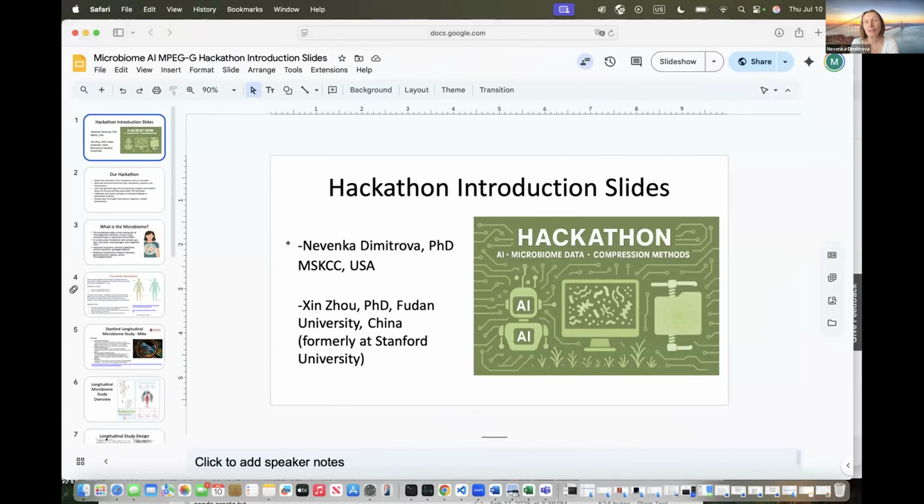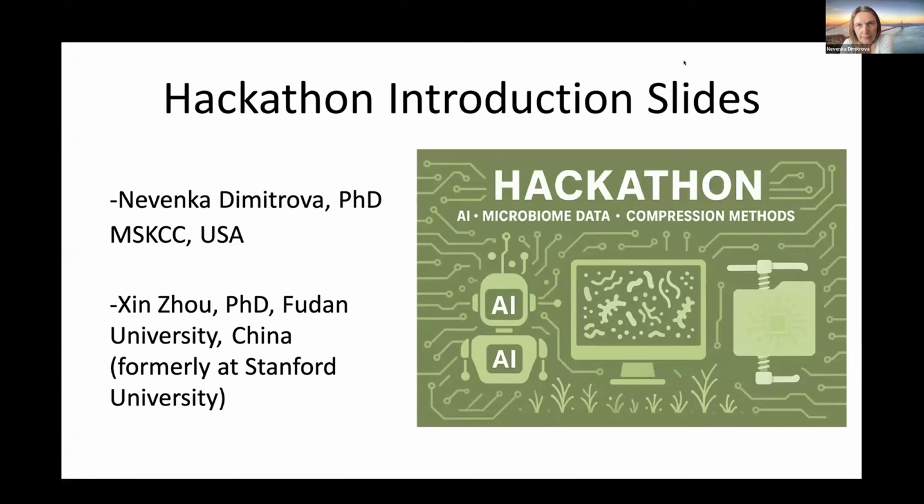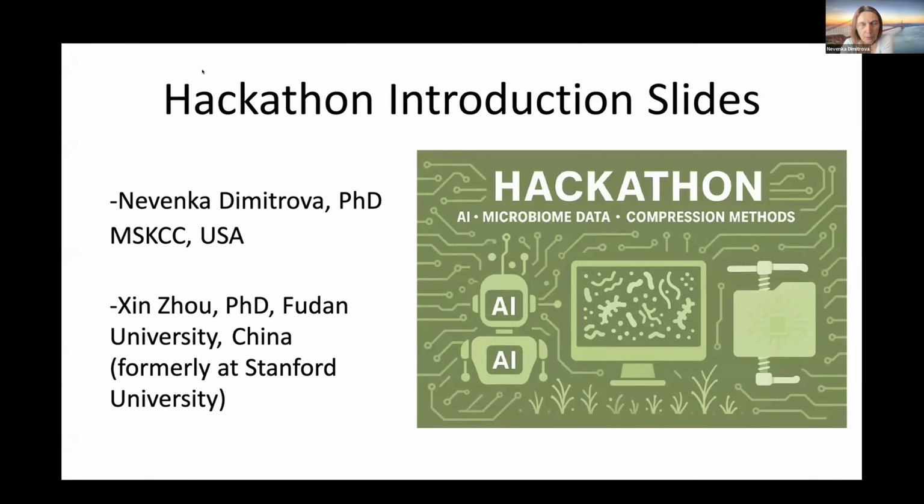My own professional life started with MPEG because my PhD was actually in extracting video features and analyzing video using MPEG encoded data. So how do we go from compressed bits to meaning? That's why I'm so excited about this hackathon. And without further ado, let me put my slides in slideshow mode.